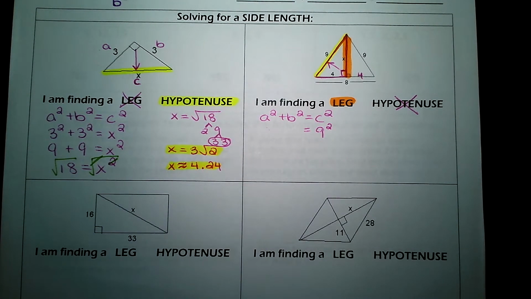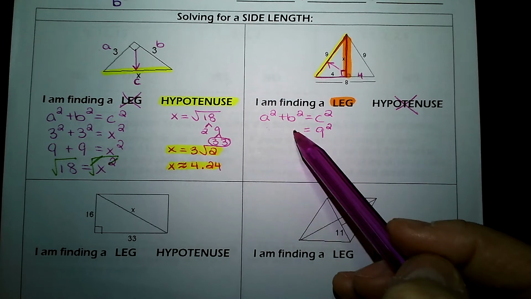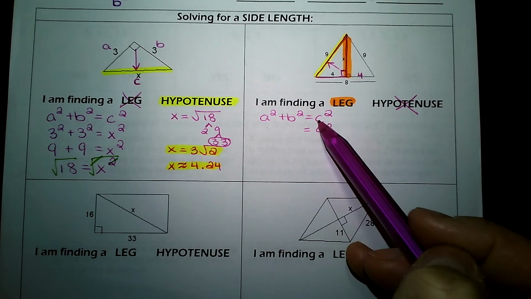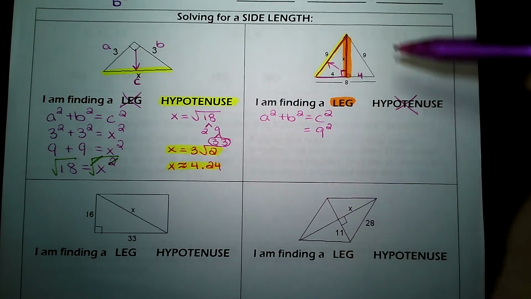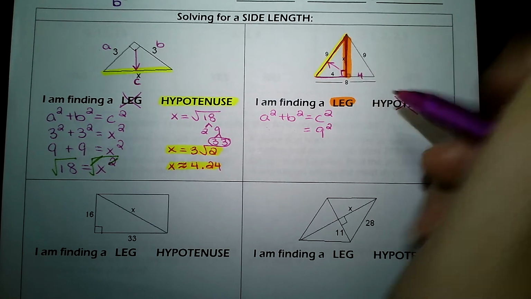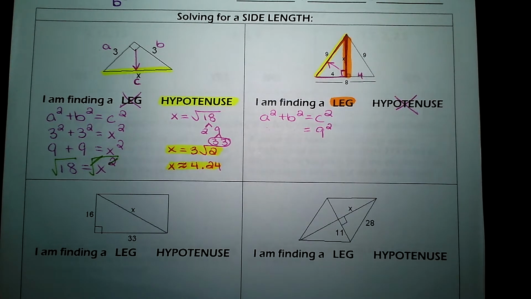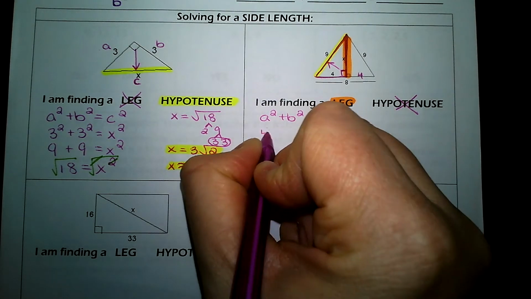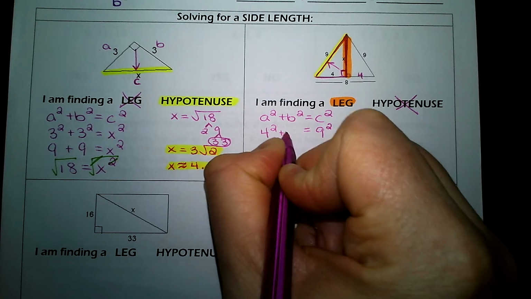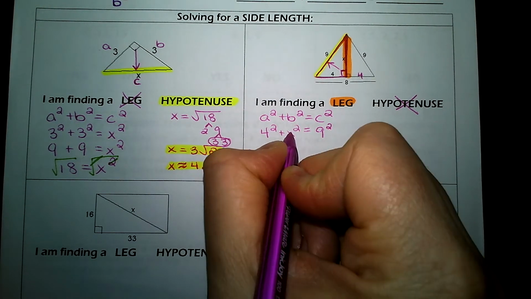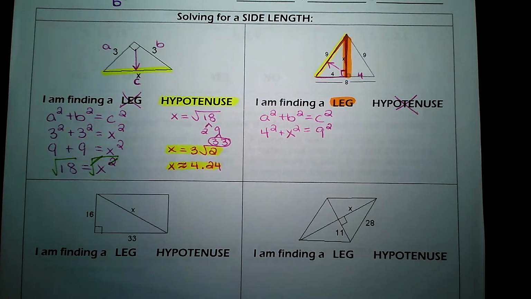And it does not matter which one we name a and b. I normally go small for a, medium for b, longest side for c. And just by the looks of this picture, it looks like X is a little bit longer than 4, but we don't know that until we get to solving. But it really doesn't matter. We can call A 4, and we can call B our X value. As far as the solving piece of it goes, it will not matter. All right, so let's get to solving.